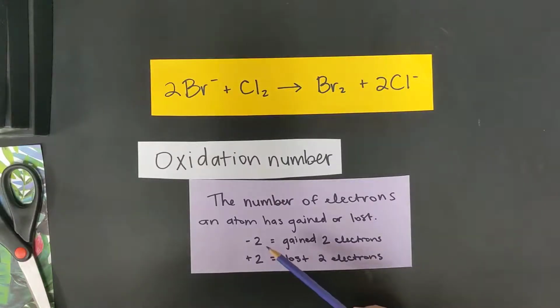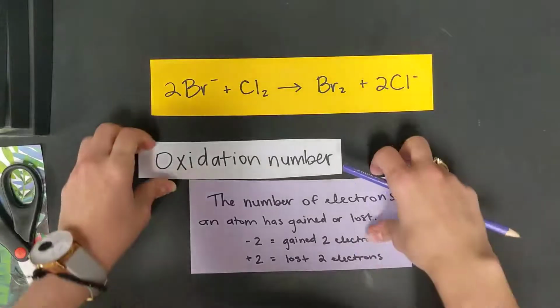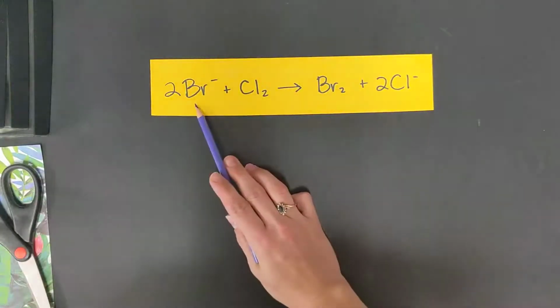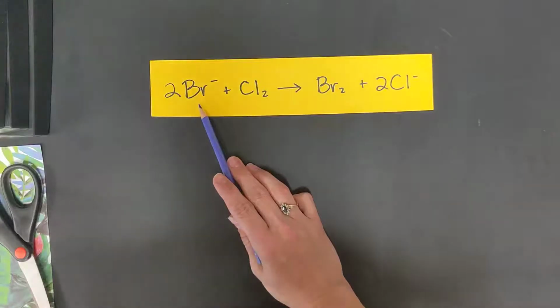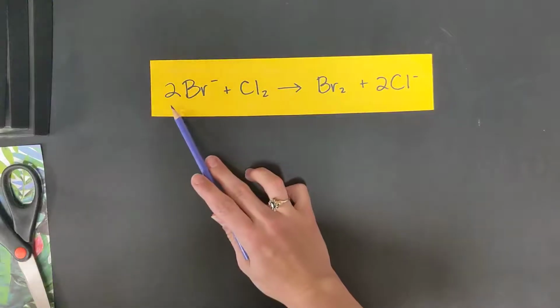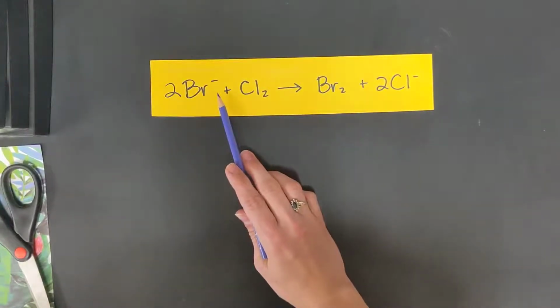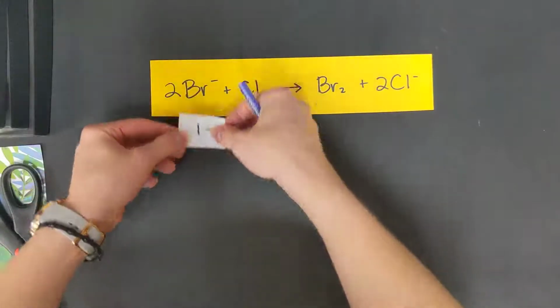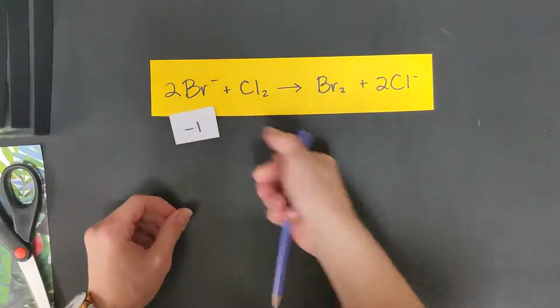So if we see something with a -2 charge, it simply means that atom has gained 2 electrons. And if we see something with a +2 charge, it means it has lost 2 electrons. So it's the charge of an electron, but more specifically, it tells us the exact number of electrons an element has gained or lost. So for this one, it's pretty easy. We see here we have a minus sign. We don't have to worry about this 2 in the front because it was just there to balance the entire equation. So we know Br has an oxidation number of -1.